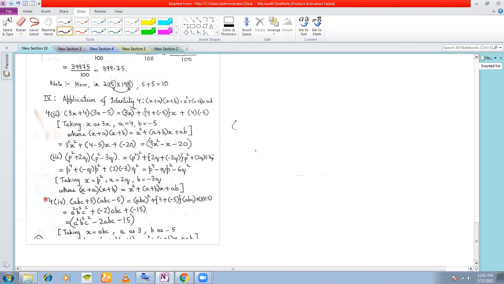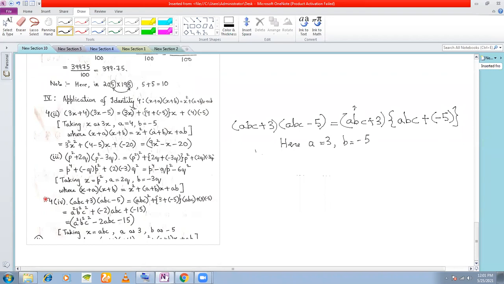Last one is you have to multiply (abc + 3) into (abc - 5). Now this is again, you can write this as abc plus 3, and because you have to write it in x plus a, x plus b form, you write this as plus of minus 5. So what is a here? a here is plus 3, b here is minus 5. And this is your x, right? So what do you have?